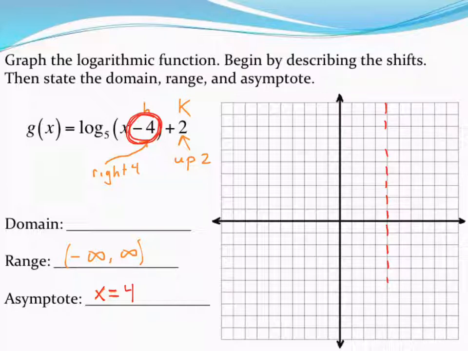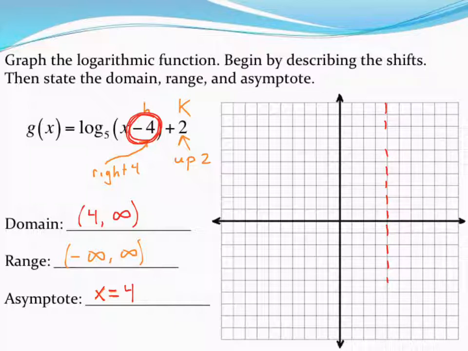This also then helps me describe my domain. My domain is going to be from 4 all the way to infinity, from that asymptote on to the right forever. Now I use a parentheses because, again, I can get really close to that 4, that asymptote, but I can't quite touch it. That's about all that I want to do by hand.